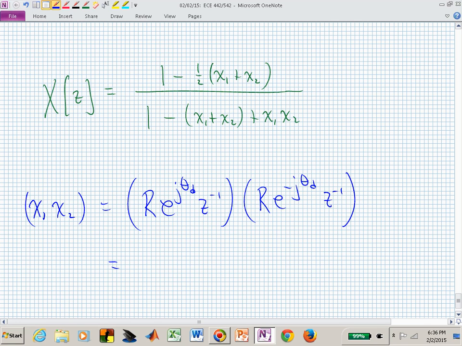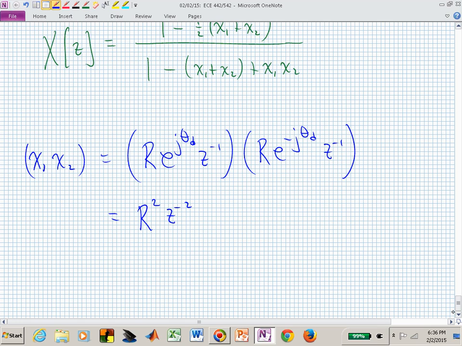What's the product return? Do you see what's happening? e to the j theta d times e to the minus j theta d. We add the exponents. We get e to the j 0. That's just 1, isn't it? So that goes away, and we're left with r times r and z to the minus 1 times z to the minus 1, which reduces to r squared z to the minus 2.